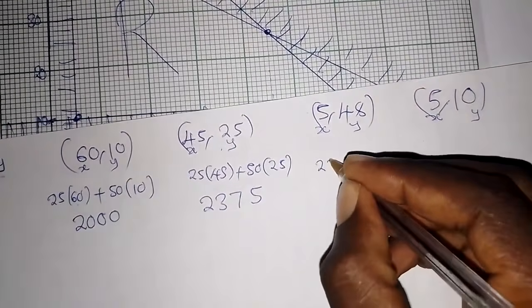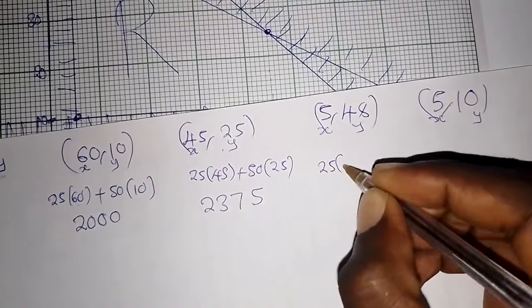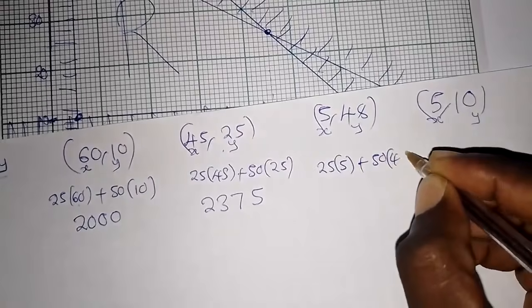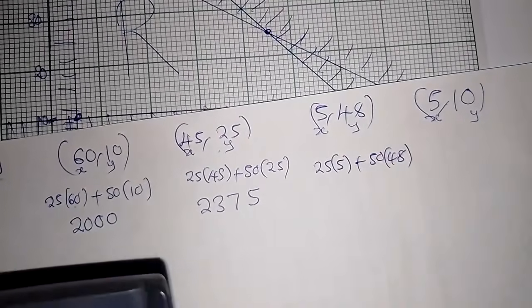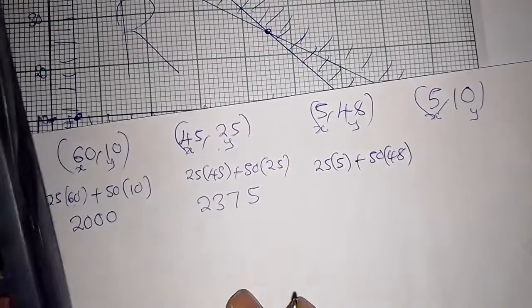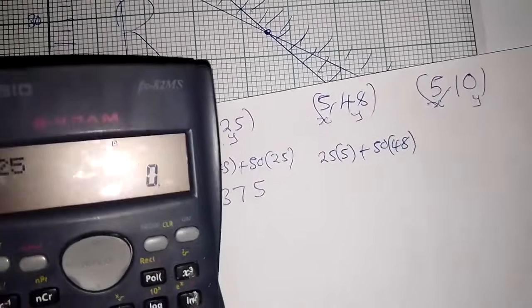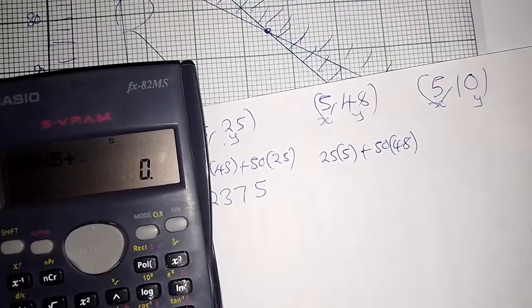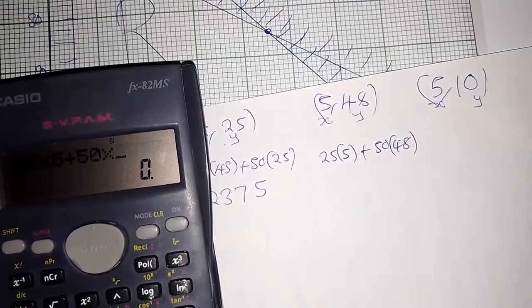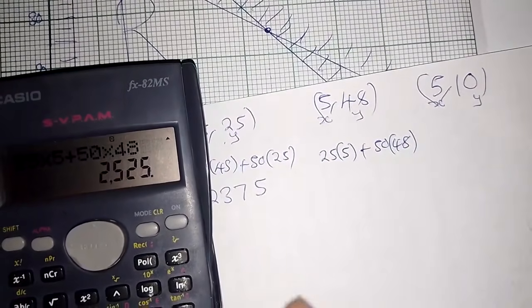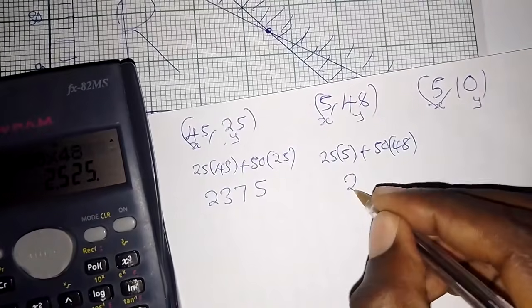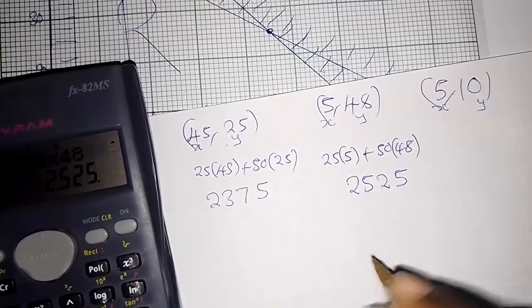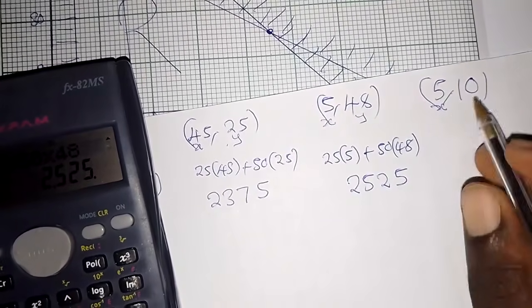So saying 25 multiplied by 5 plus 50 multiplied by 48. What do you get? So you take 25, use your calculator, 25 times 5 plus 50 times 48. Have you seen? We've gotten this answer. This is the answer that I've gotten. I move to this other one.